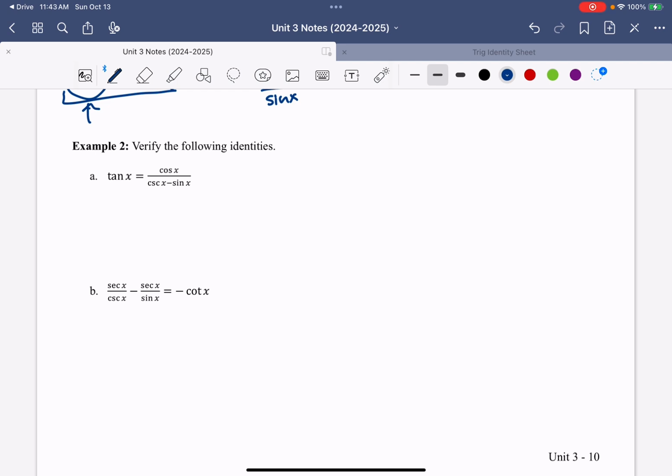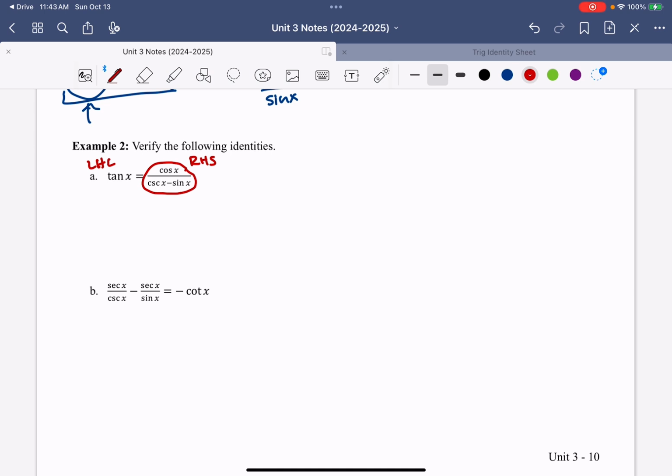So example 2, we're going to verify the following identities. So first one we're looking at is tangent of x is equal to cosine of x over cosecant of x minus sine of x. So one thing that's usually helpful is to choose one of those sides. I always like to define this as the left-hand side and then the right-hand side. And usually I try to look for the more complicated one to at least give me a starting place. So I think the right-hand side is the more complicated one, so that's the side that we're going to manipulate, and we're going to try to get tangent of x.